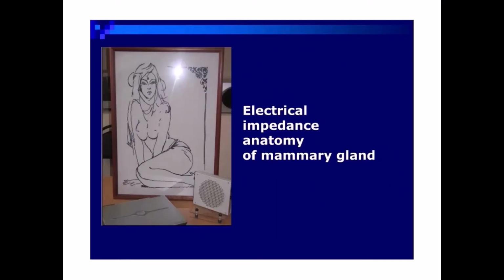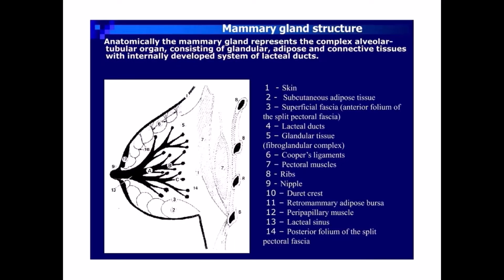Electrical impedance anatomy of the mammary gland. Mammary gland structure. Anatomically, the mammary gland represents a complex alveolar tubular organ, consisting of glandular, adipose and connective tissues with an internally developed system of lacteal ducts.